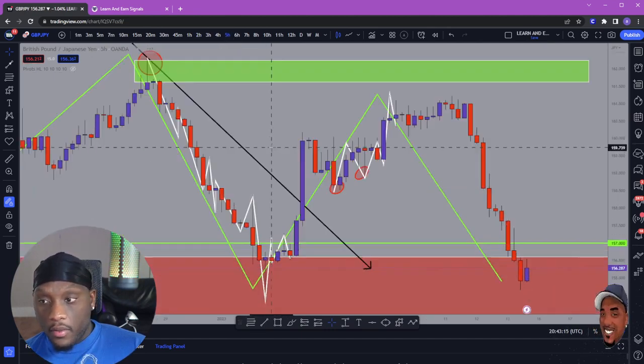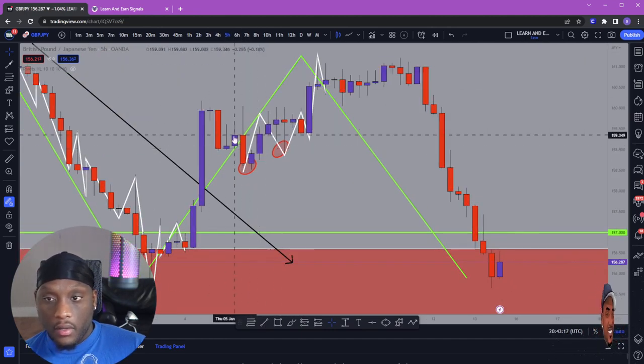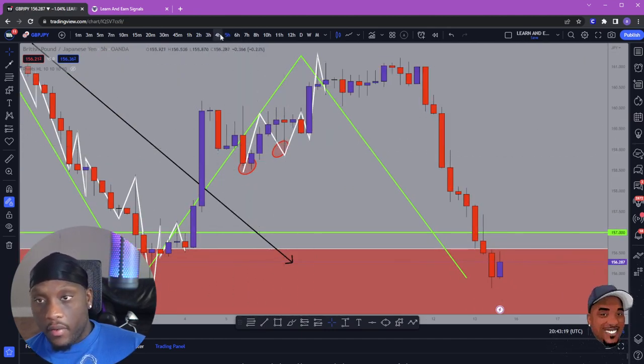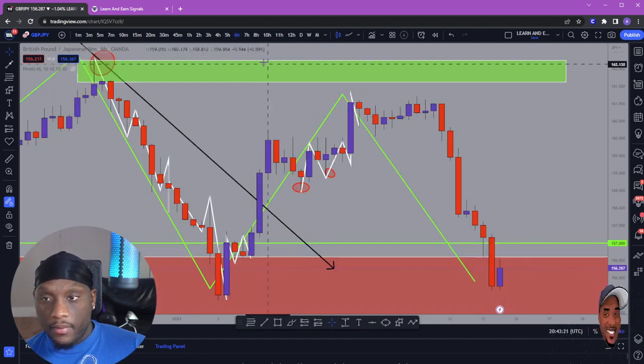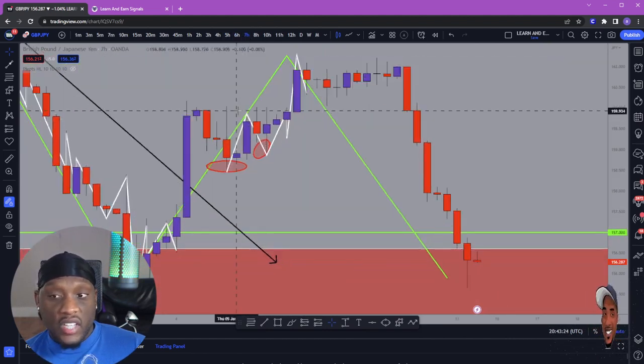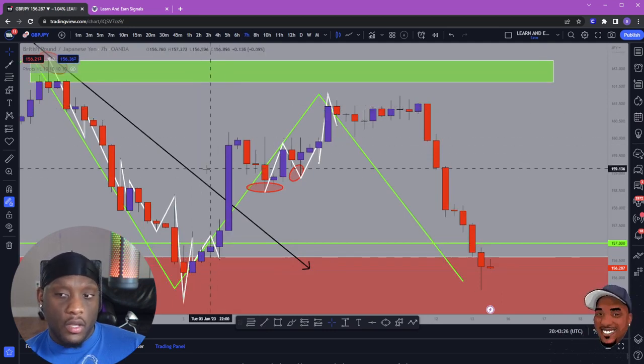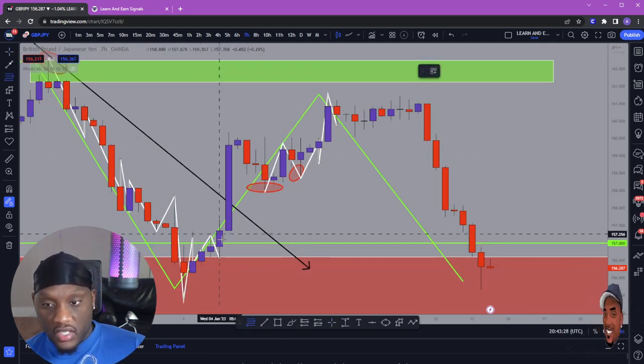In all reality, if we go to a higher time frame, we're going to see that we got a retest, drop, pullback, whatever the case may be. Change the time frame, boom, change the time frame. One of these time frames is going to agree with our bias, and that's what we're looking for. So now, pay attention, right?